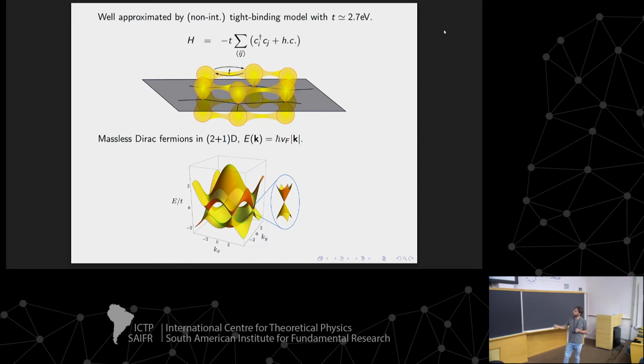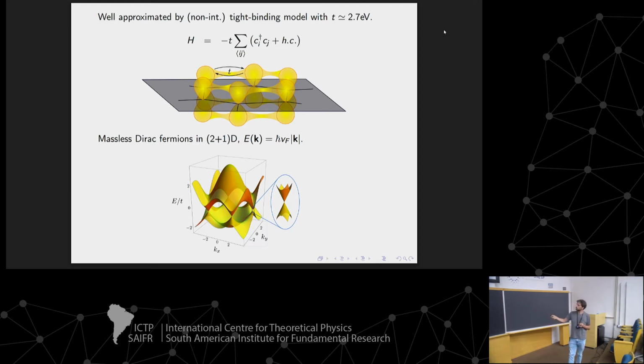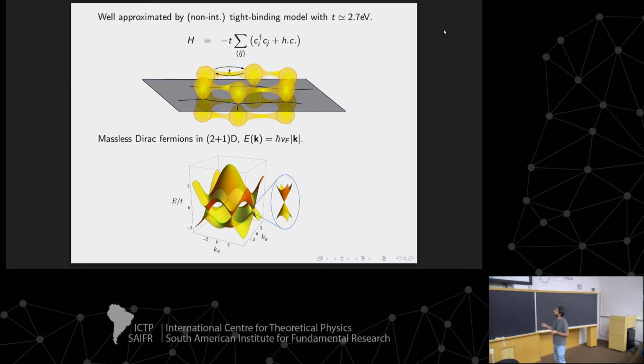In graphene, if it is undoped, we have the lower band completely filled. Our Fermi level crosses exactly at these touching points here that we call Dirac points. And then if we look closer around these points, we have a conical dispersion relation here that tells us that low energy excitations in this material are just massless Dirac fermions in 2+1 dimensions, okay?